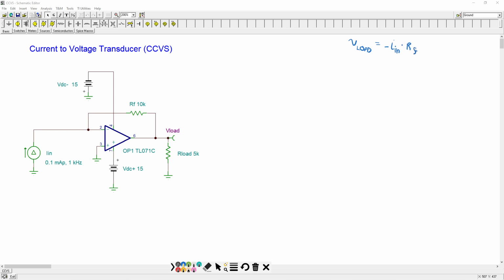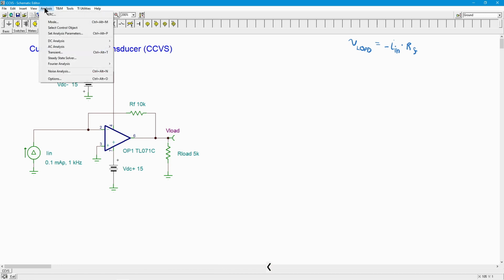All right, that's what we expect. Okay, so we're going to come up here and do a transient analysis. Now notice our input is 0.1 milliamps peak, right? 0.1 milliamps peak. We have a resistance over here of 10K, so 10K times 0.1 mA, the mils and the K's cancel, it's 10 times 0.1, which is 1. I expect a 1 volt load voltage, okay, 1 volt peak in this case.